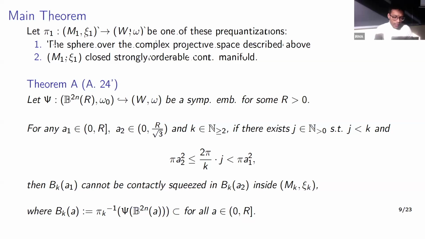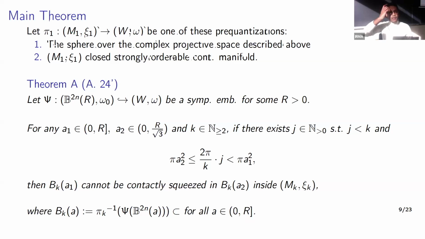Another interesting remark is that there is a result of Karlsson and Tolman that says that you can embed a sufficiently big ball into CP^n, the complex projective space, such that with our theorem, you can even detect non-squeezing when k is equal to 2. If you start with your prequantization, which is the sphere over the complex projective space, with the embedding of Karlsson and Tolman, we will be able to detect non-squeezing even in the real projective space. So we don't need to take k very big. We can do it even for k equal to 2.